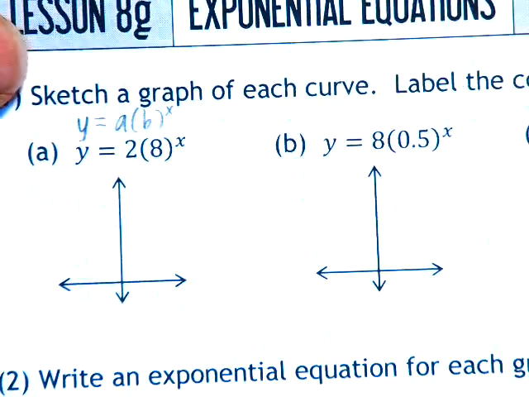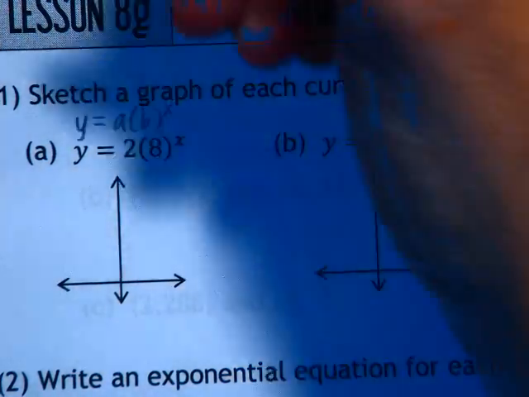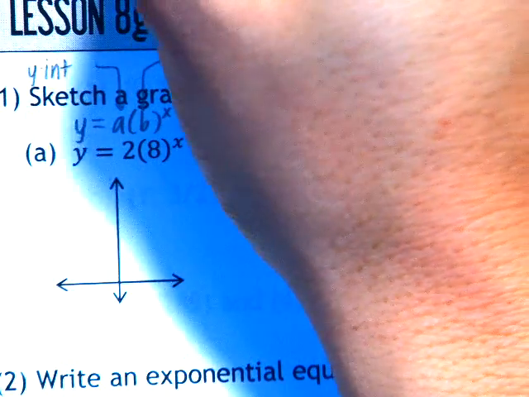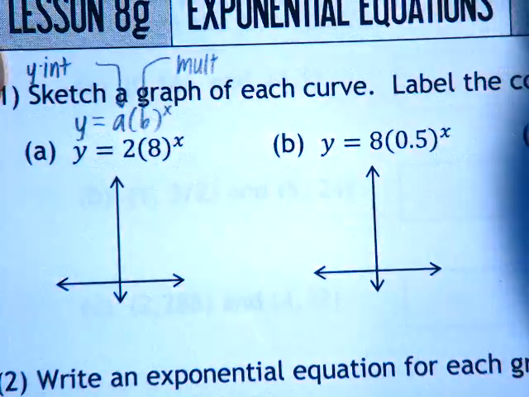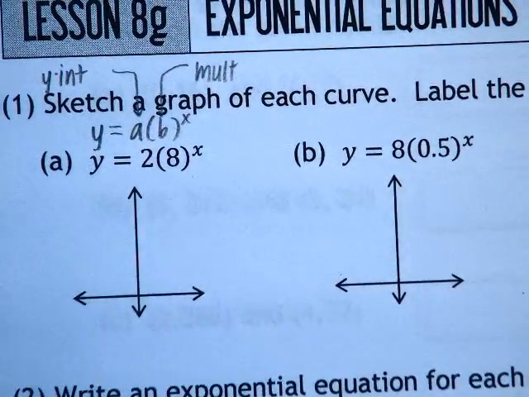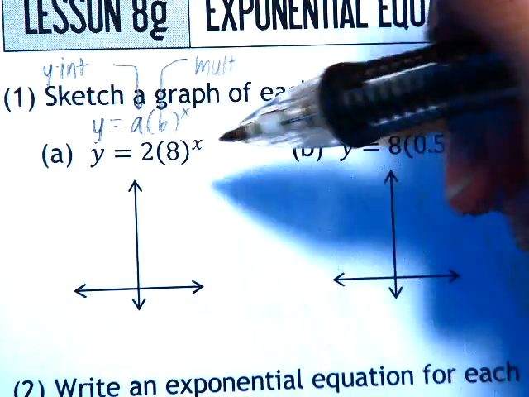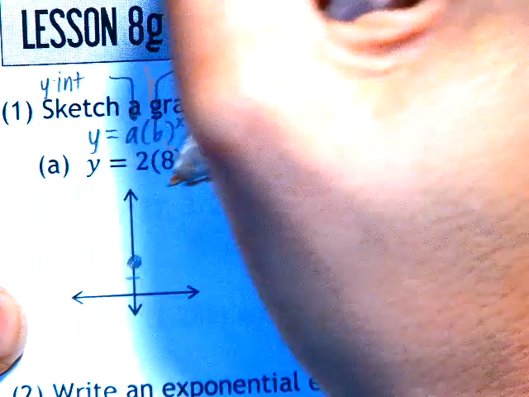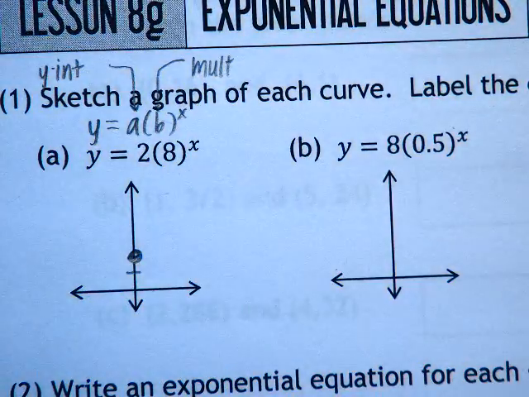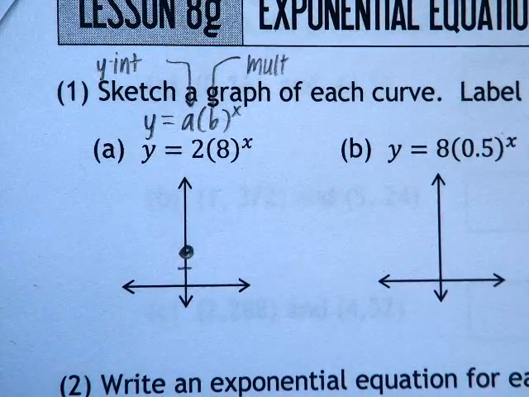Now, just to make sure I reiterate from the notes video, the structure of an exponential equation is y equals a times b to the x, where a is what we call the y-intercept, or the initial value, and b is what we call the multiplier. So if I look at the structure of the equation, I see 2 in the spot where a is, so that means the y-intercept of this graph is going to be 2. If I go to the y-axis and just place a dot at 2, I know for sure this graph is going to have a point there.